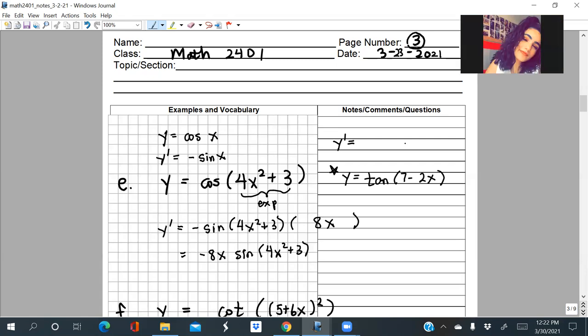Differentiate tan. Yeah, differentiate the tangent, right? So, Donna, what is the derivative of the tangent? Sine x over cosine x. Well, tangent is sine x over cosine x, right? But what was the derivative of tangent? Derivative of tangent.